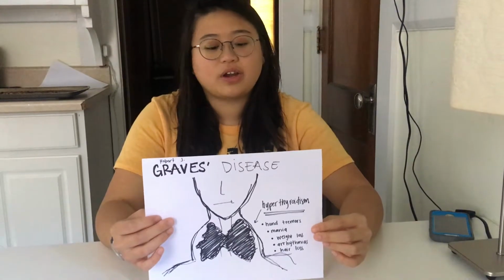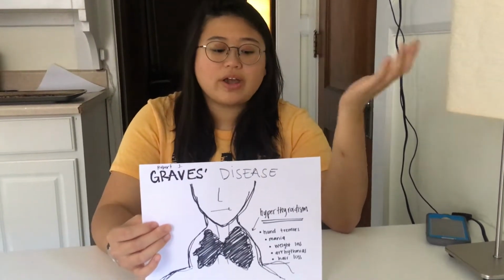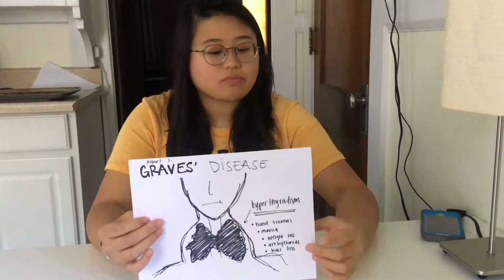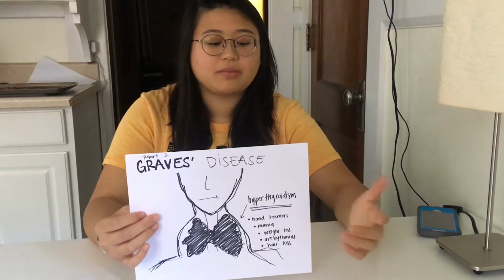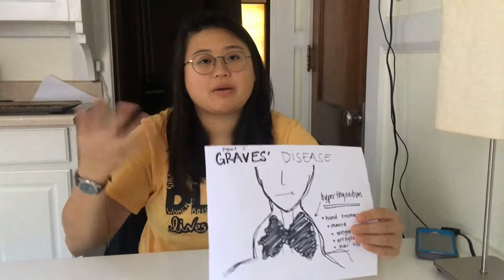Some symptoms of Graves' disease include hand tremors, psychological mania, weight loss, heart arrhythmias, and hair loss. Specifically for weight loss and arrhythmias, those really play into the metabolic symptoms of what this disease is.